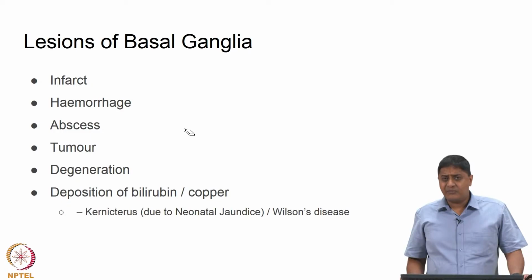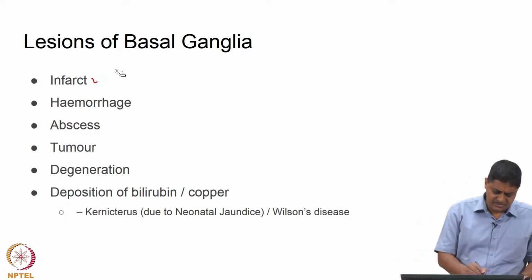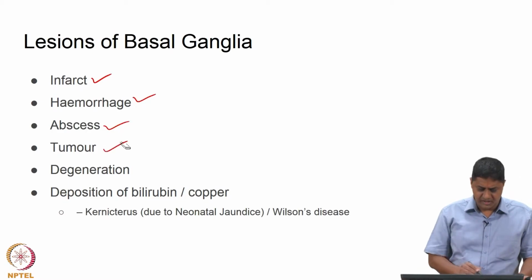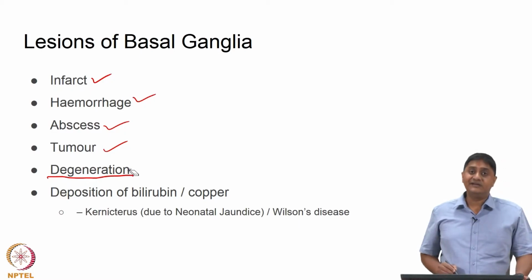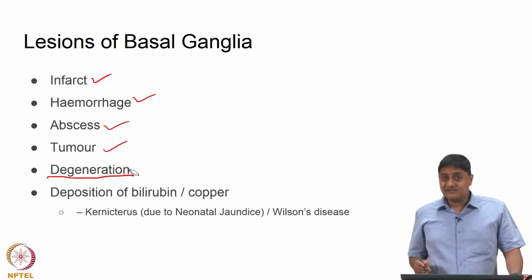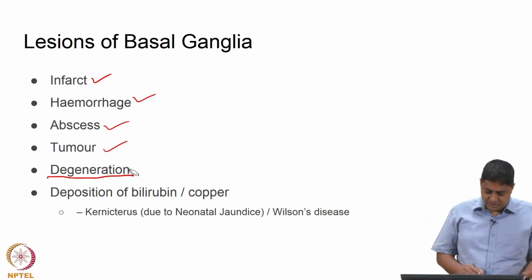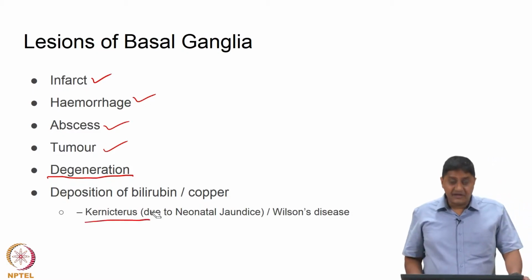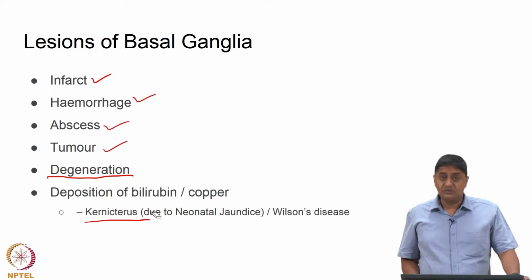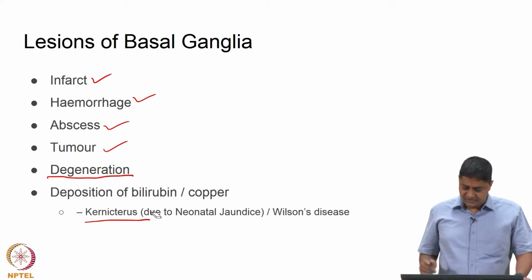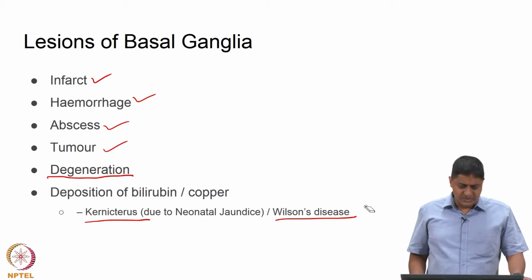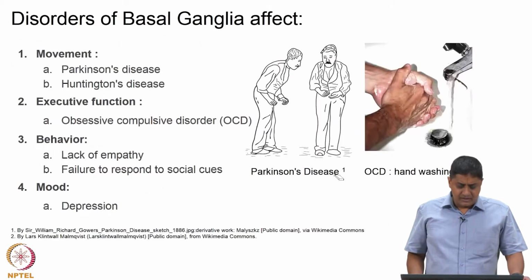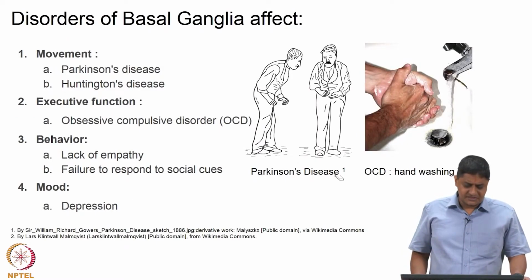Lesions of the basal ganglia happen due to multiple reasons. This may be due to infarct, this may be due to hemorrhage, this may be due to a tumor or abscess, and importantly this may be due to degeneration, and in some cases this may be due to the deposition of bilirubin, like in the case of kernicterus, which is caused due to neonatal jaundice, right, or copper, right, in which case it is called Wilson's disease. So, there are different reasons why basal ganglia function may be compromised. An important reason of course is degeneration.